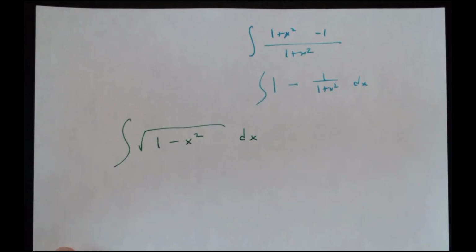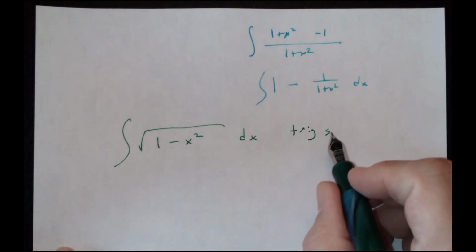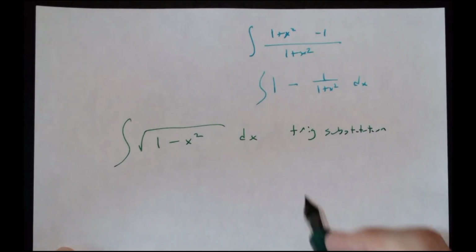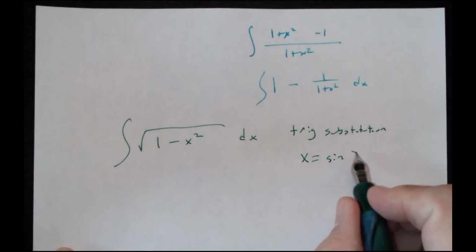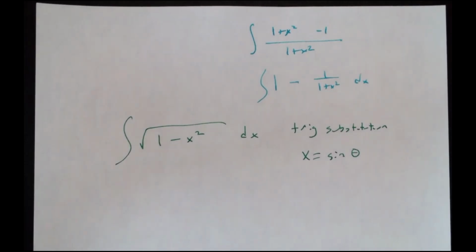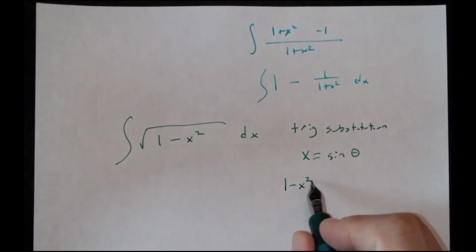Chapter 7, Section 3 in the calc book. This is a trig substitution. Instead of u equals something in x, I'm going to set x equal to sine theta. Why sine? Because I'm subtracting. When I subtract, it's either sine or secant. We'll start with sine. If I do that, what's 1 minus x squared become?